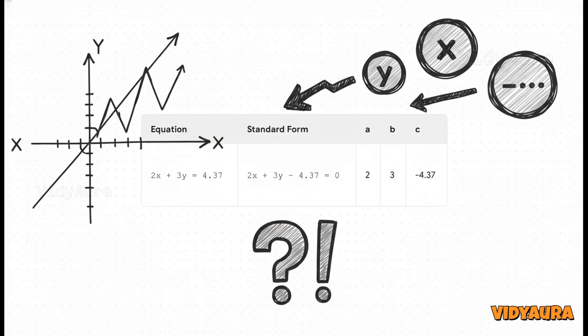So let's line it all up. Looking at our equation, 2x plus 3y minus 4.37 equals 0, it's super easy to match things up. The number with x, a, is 2. The number with y, b, is 3. And the constant term c is, watch out, this is a classic trap, negative 4.37. You've got to take the sign with it. That is so important to remember.